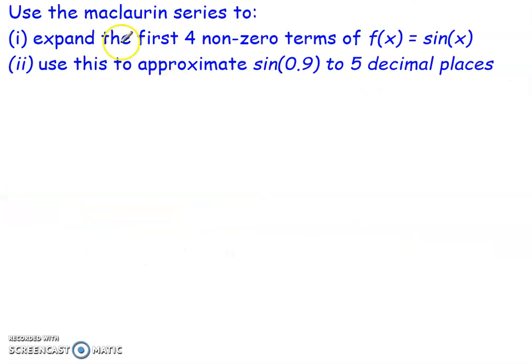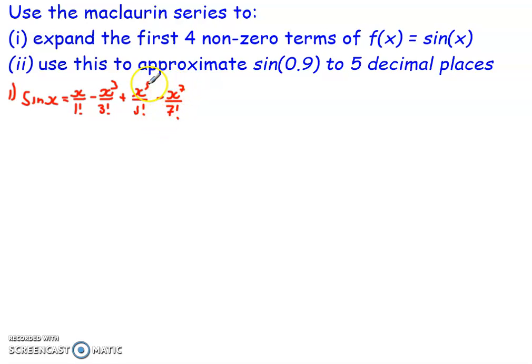So the first one, using the Maclaurin series to firstly expand the first four non-zero terms of f of x is sine x. Well, we've covered this previously. This is one of the ones that you should really know relatively well to the first couple of terms. Sine x is equal to x over 1 factorial, take away x cubed over 3 factorial, plus x to the 5 over 5 factorial, take away x to the 7 over 7 factorial.